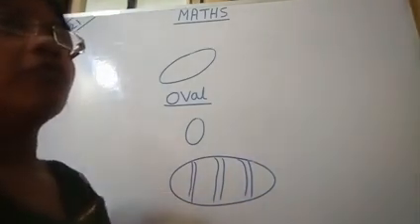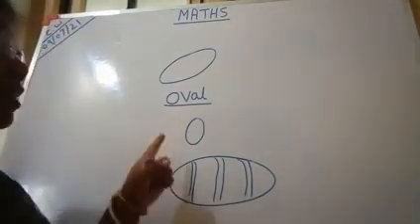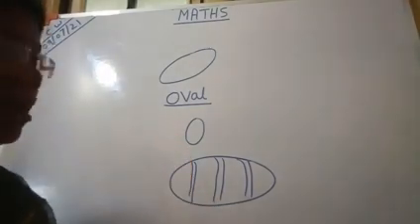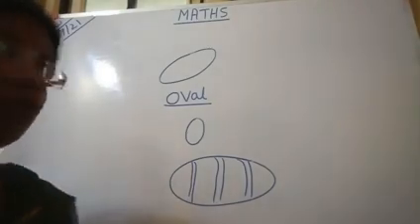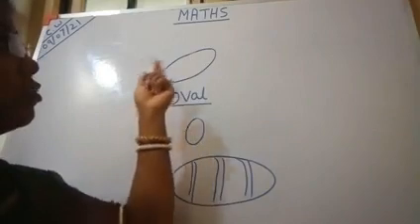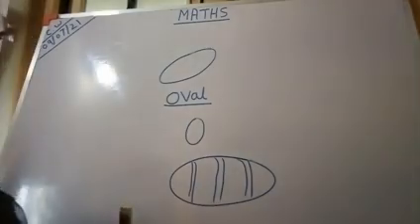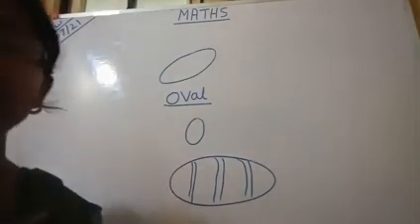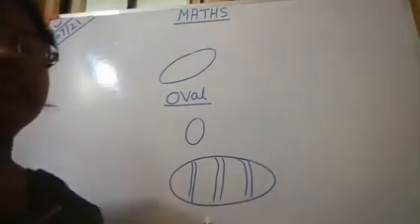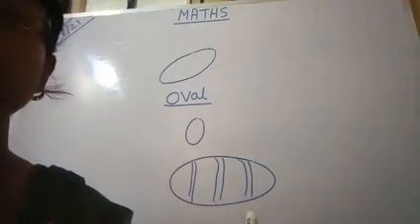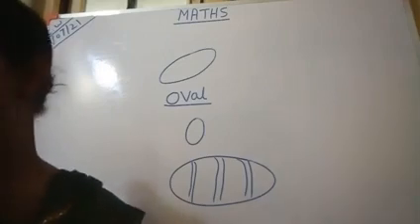So, what is the spelling of oval? O-V-A-L. Oval. This is an egg. This is a watermelon. I would show the picture, but today I don't have a picture, so I am not showing it. It has no sides like a circle and no corners. Egg is the best example of oval. Watermelon is also an example of oval. Lemon is also an example of oval.